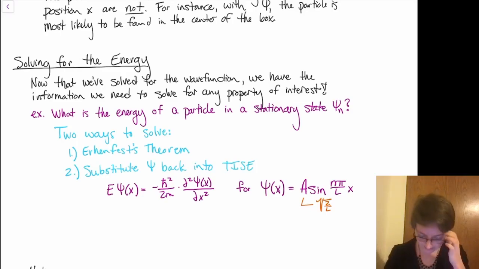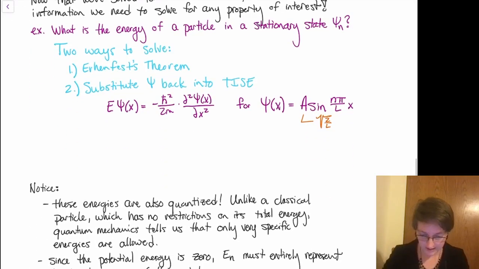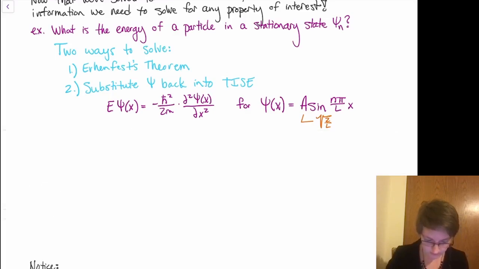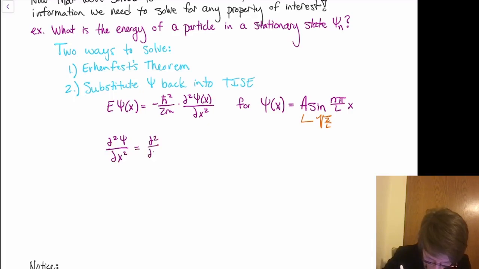Okay, welcome back. So what I am going to do in order to solve for this is I am going to first solve for the second derivative of this equation of our wave function. And so that would be me taking my second derivative of the function A sine of n pi over L times x.